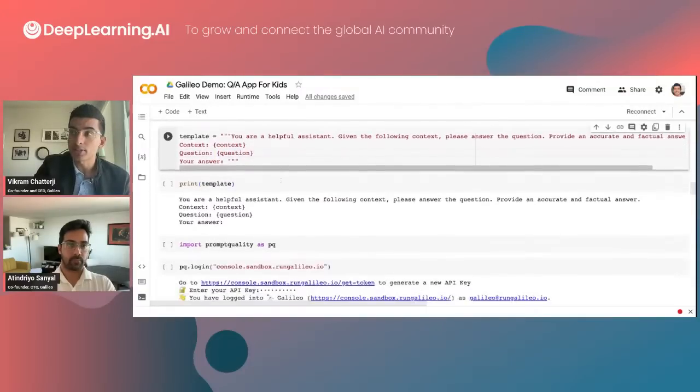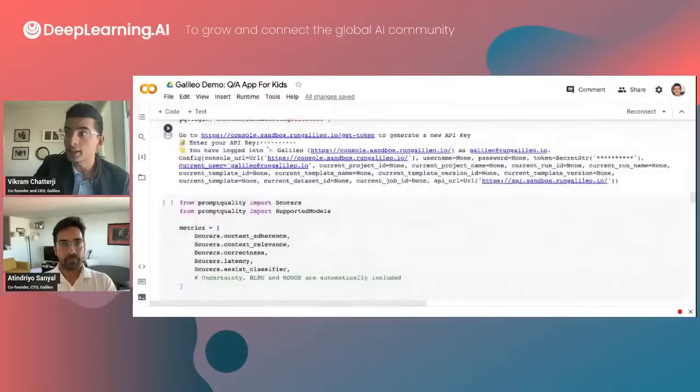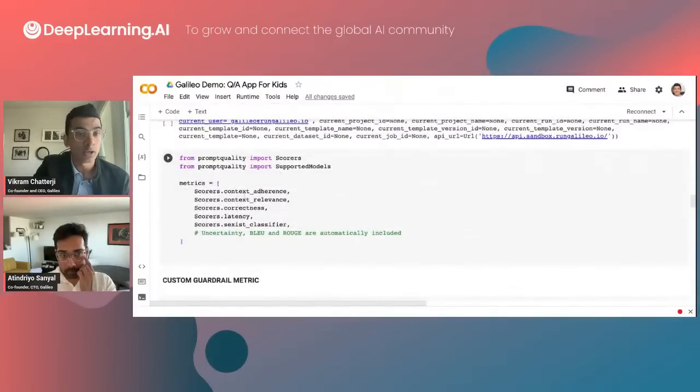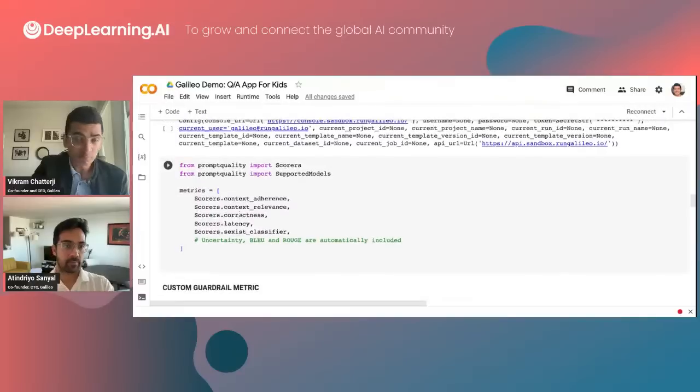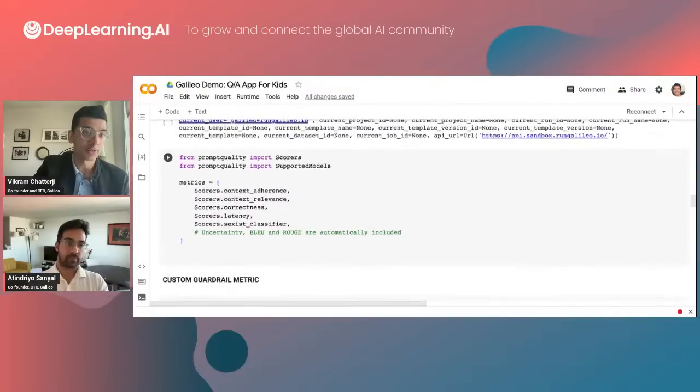Now, once I'm done with this, I log in, and once I'm done with that, I add the metrics that I want to see. Remember the guardrail metrics we talked about and that Atin mentioned as well. So the question becomes, for your use case, for your product, what are the different metrics that you want to see? It's important to start considering this before you even start the prompt engineering process. Like, what are the important metrics which are top of mind?